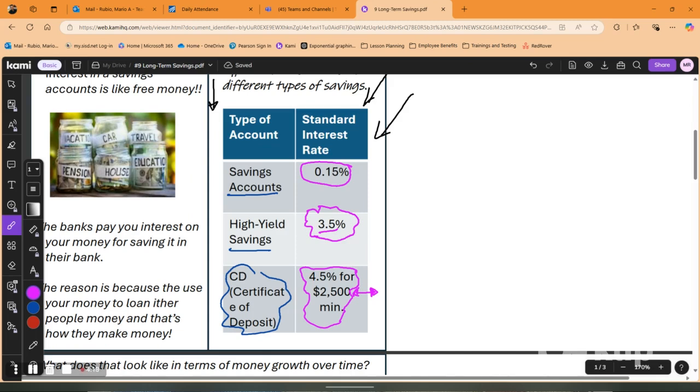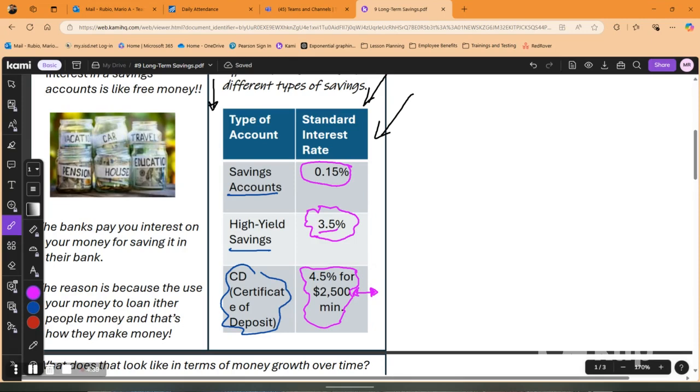So you usually have to have your money fixed, set in there for a certain amount of time, like 2 years, 3 years, even 5 years. The more time you have it saved, the higher interest rates they will give you. The more money you save, the higher interest rates they'll give you. So the longer you save it, the better rates you'll get.